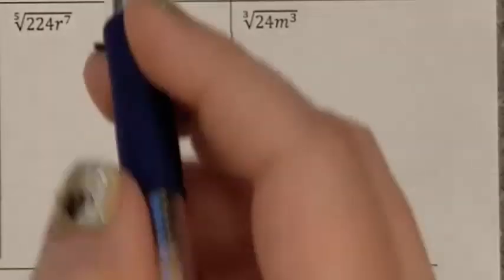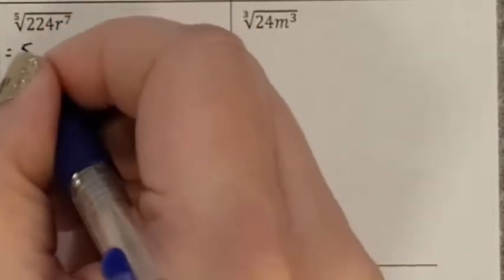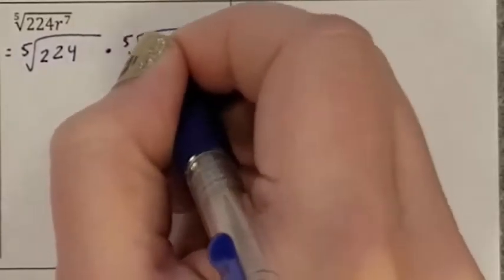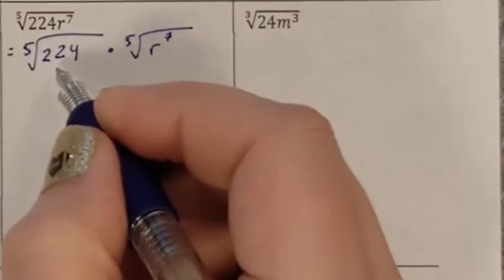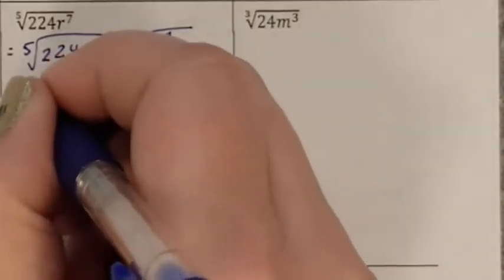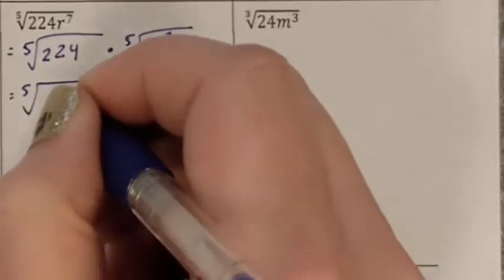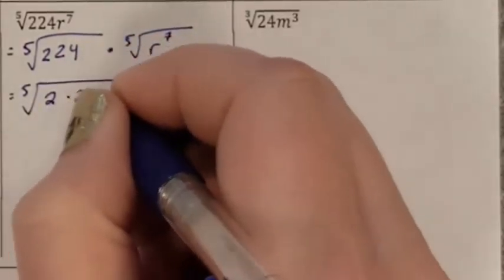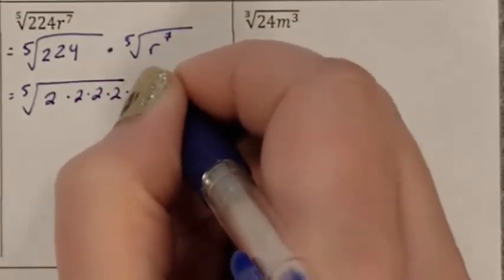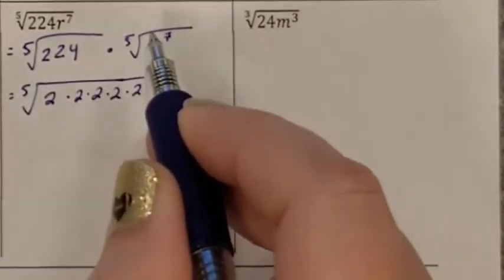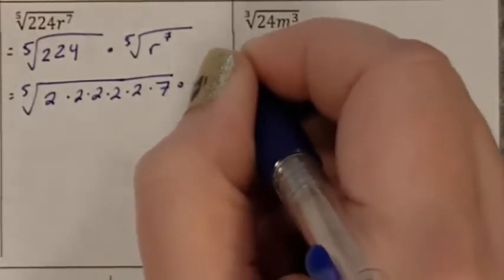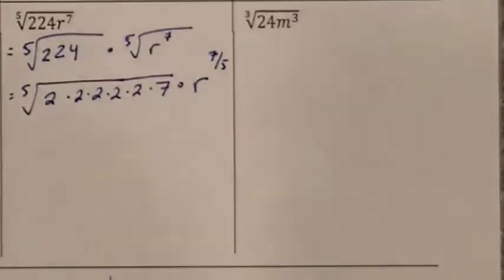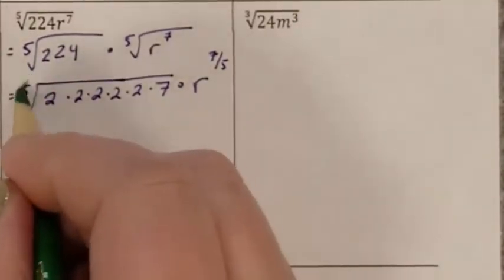Next problem. I need to separate the 5th root of 224 from the 5th root of r to the 7th. So I need to prime factorize the 224. So 224 prime factorized ends up giving me 2 times 2 times 2 times 2 times 2 times 7. And then we have r to the 7th power. This actually gives me r to the 7 over 5 as the exponent.